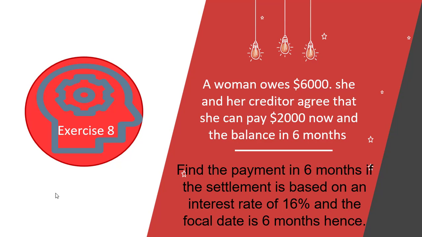Exercise number 8. A woman owes $6,000. She and her creditor agree that she can pay $2,000 now and the balance in 6 months. Find the payment in 6 months if the settlement is based on an interest rate of 16% and the focal date is 6 months hence.